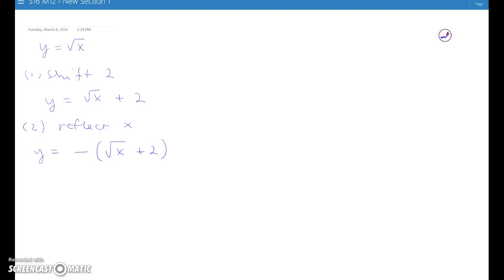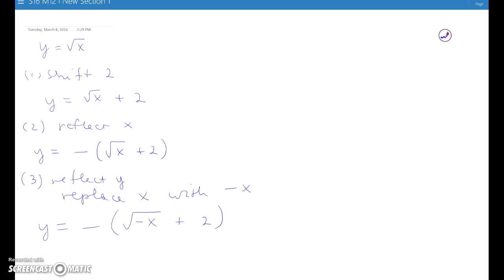So do you see how you need the parentheses around the entire function, and then that will cause it to reflect about the x-axis. And then if you wanted to reflect about the y-axis, which is the third step, then you replace x with the opposite of x. So we'll have y equals the opposite of, parentheses, square root of -x, and then plus 2.